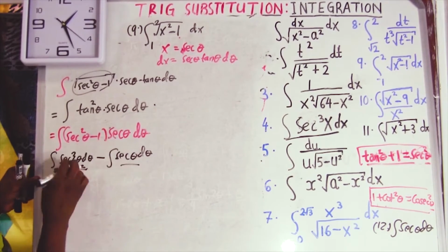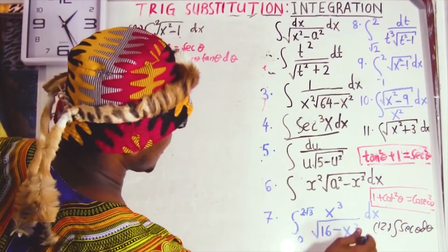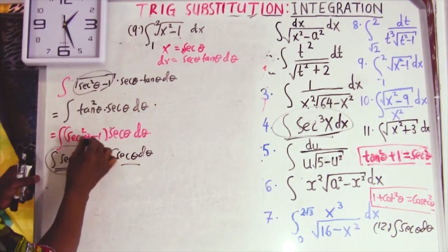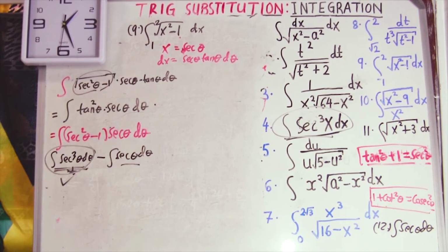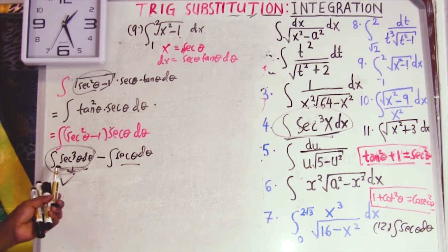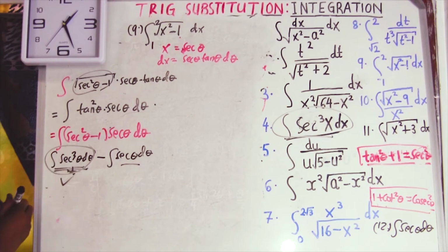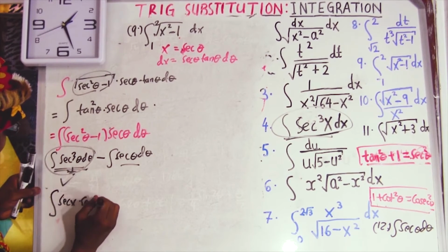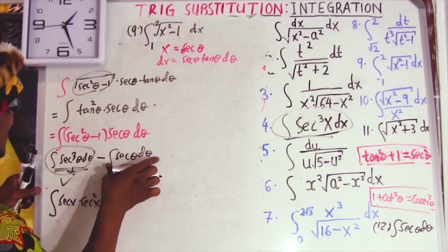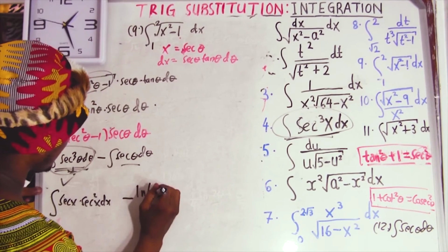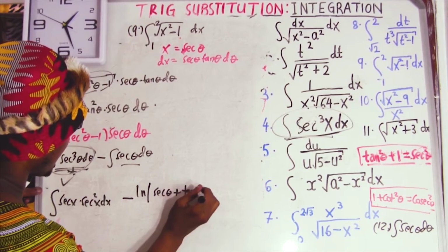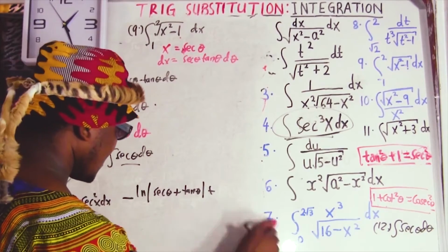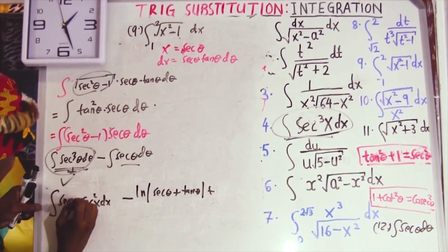This one we know. I did it somewhere here. So you can work it out and plug it there. Or if you want me to do it again, I can, but I believe you know how to do it by parts. So I'm not going to do this. I'll just say this is like saying sec minus... this one we know equal to ln of sec plus tan theta.